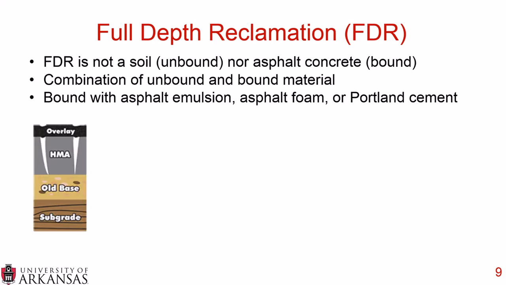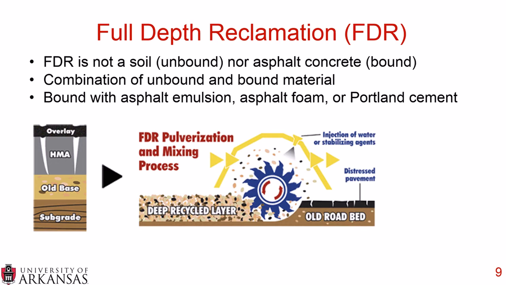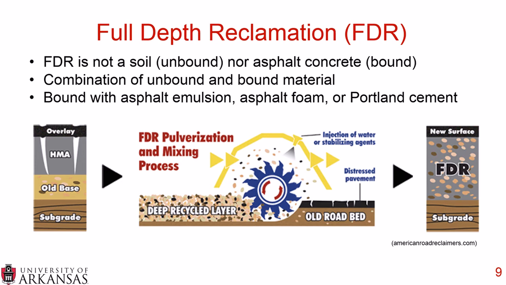So this is very nice if you have a road that has pretty significantly distressed hot mix asphalt with an old base and subgrade. You pulverize and mix all of the layer together, and this includes all of the bound material, the overlay, the HMA, and it goes down into the base and even potentially into the subgrade, and you inject both water and a stabilizing agent. And that stabilizing agent again can be asphalt emulsion, asphalt foam, or Portland cement. And what you're left with is that deep recycled layer which you place a new surface on. So you have now your subgrade, your FDR, and your new surface.